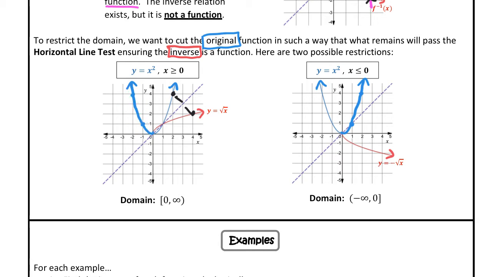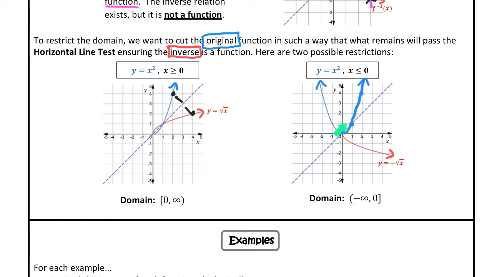so I'm going to erase the left half, or restrict the domain so that I'm only focusing on the right half. And so I'm saying, okay, I'm looking at the quadratic, but only the part from x equals 0 and greater. So from 0 to the right. Okay. Same kind of idea over here.